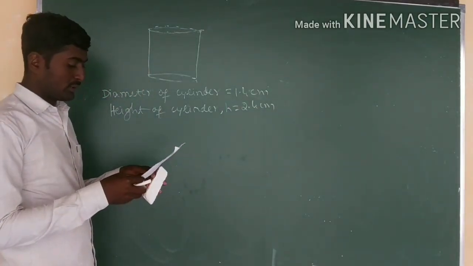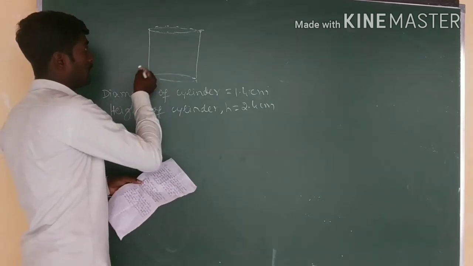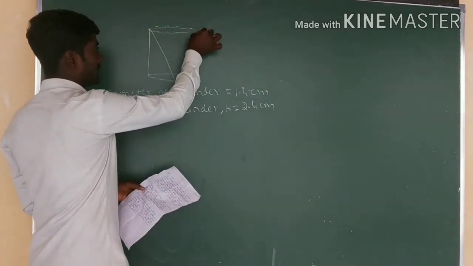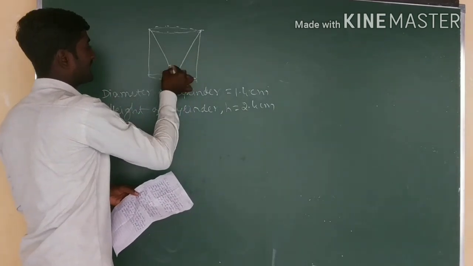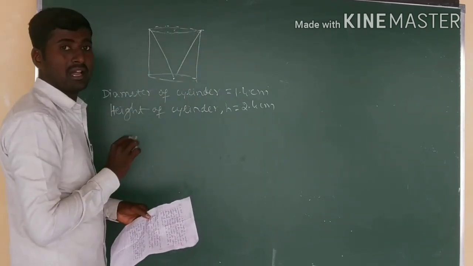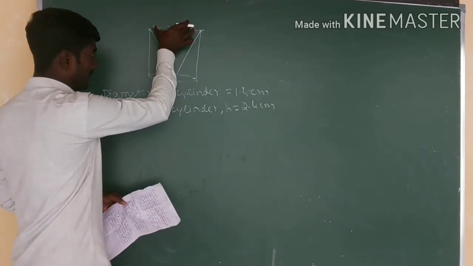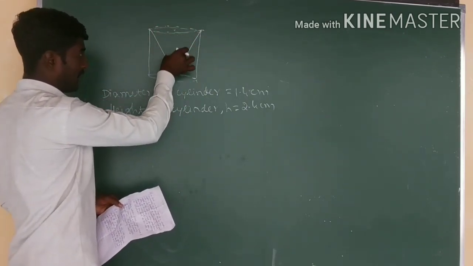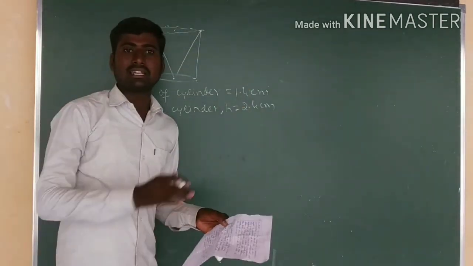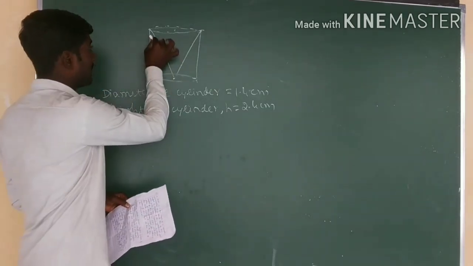Now, a conical cavity of same height and diameter. So we are going to remove a conical cavity from this cylinder of the same height. So the height of the cylinder as well as the height of the cone must be the same, and the diameter of the cone is also the same. So now we are going to cut this cone, this shape. That cone will be removed. Now we have to find the remaining surface area. So remaining will be in this.